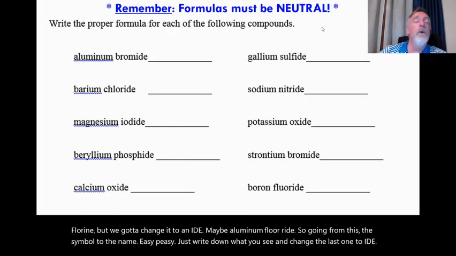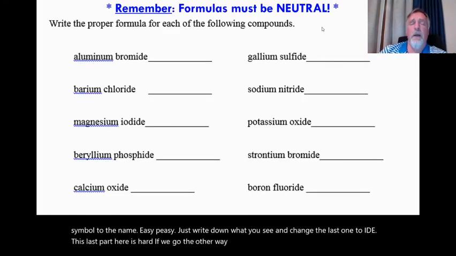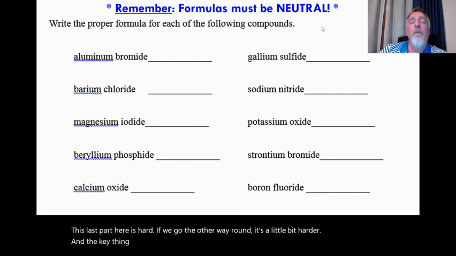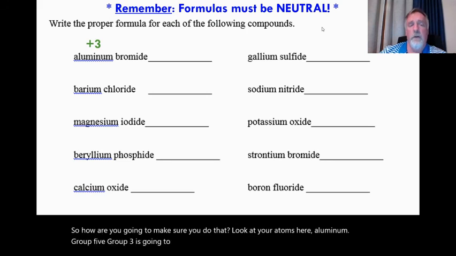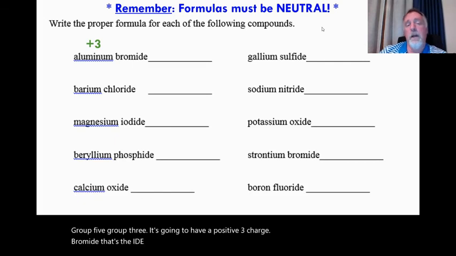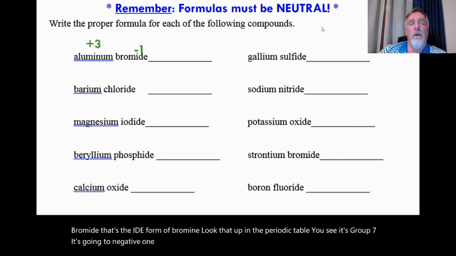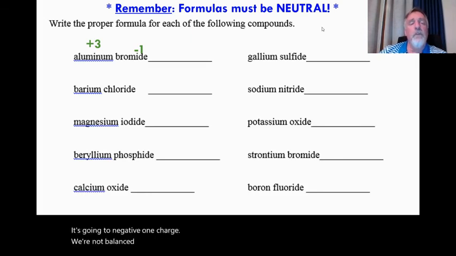This last part here is harder. If we got to go the other way around, it's a little bit harder. And the key thing here I've written at the top of the page, formulas must be neutral. Formulas must be neutral. So how are you going to make sure you do that? Look at your atoms here. Aluminum, group 3, it's going to have a positive 3 charge. Bromide, well, that's the IDE form of bromine. Look that up in the periodic table. You see it's group 7. It's going to have a negative 1 charge. We're not balanced here. We're not neutral. We have 3 positive. We have 1 negative. How are we going to get balanced?